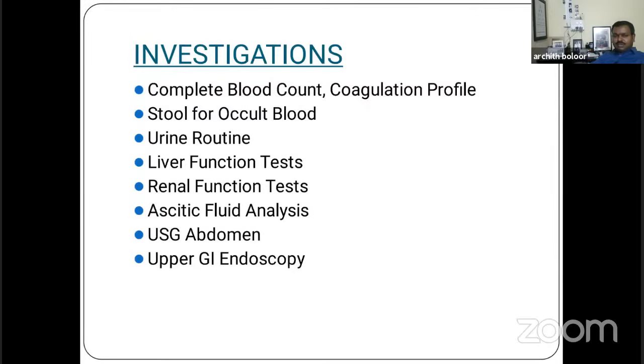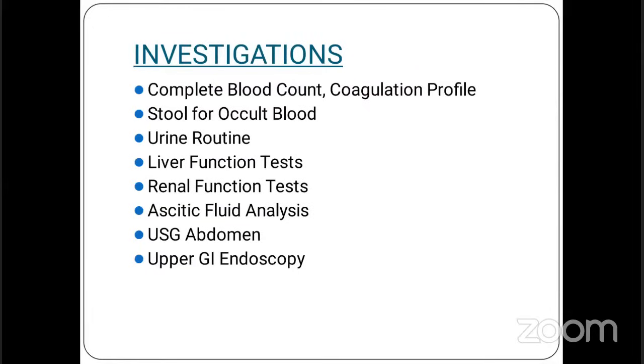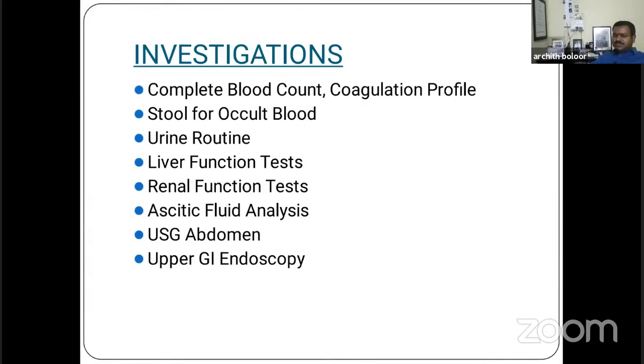Yes, caudate lobe hypertrophy on ultrasound. In which condition do you get it? It's a specific sign of Budd-Chiari. So remember, in Budd-Chiari syndrome, you get caudate lobe hypertrophy because the veins going there are separate from the others. So if you see caudate lobe hypertrophy on an ultrasound, it is suggestive of Budd-Chiari syndrome.